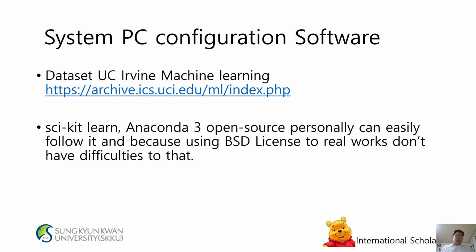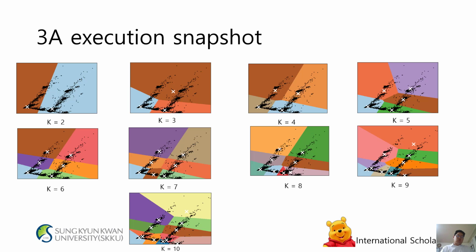Scikit-learn with Anaconda 3 options. Personally I can easily follow it, and because of using this license, the viewers don't have difficulties to do that. 3 execution snapshot: K equals 2, K equals 3, K equals 4, K equals 5, K equals 6, K equals 7, K equals 8, K equals 9, K equals 10.